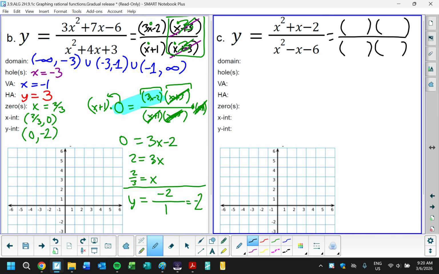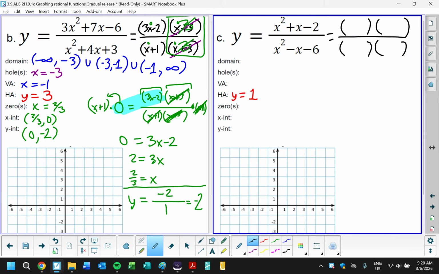If you were to go in a different order, you might have noticed immediately that the degrees are the same. So we'll have a horizontal asymptote at 1 to 1, or 1. But I'm not encouraging you to go in a different order. It just might be there if your brain is there.